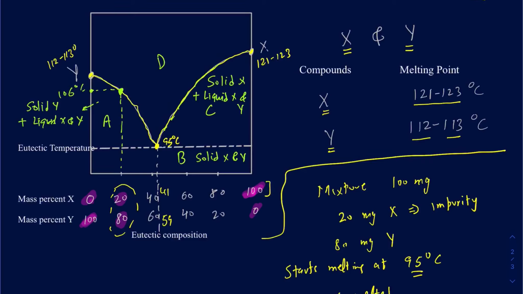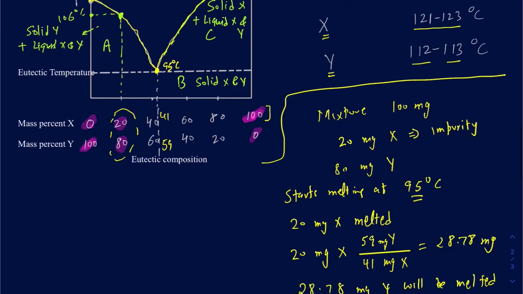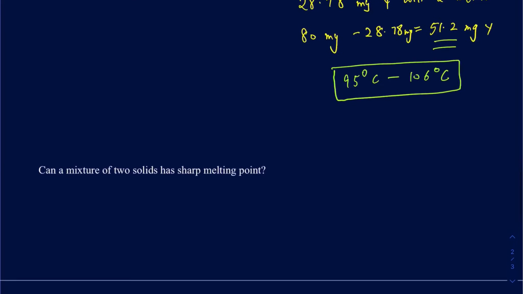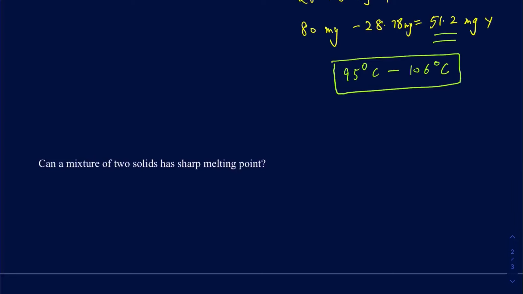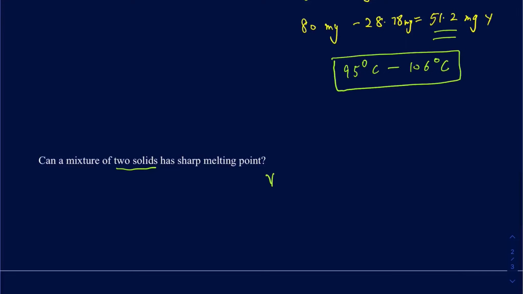Now in this section D here, this is where you're going to have both be liquid. So you're going to have liquid X and liquid Y there. So that's how you're going to be reading this graph here. The next question I do want to ask you guys, can you ever have a sharp melting point when you have two solids in the mixture? Well, technically you could. It's going to be very rare, but it's possible.